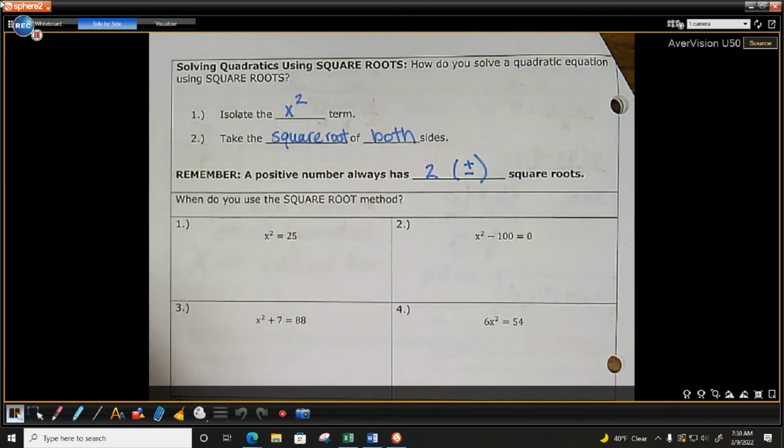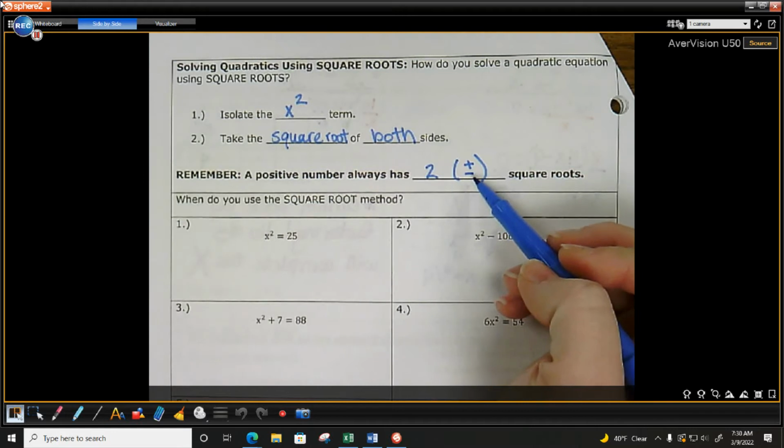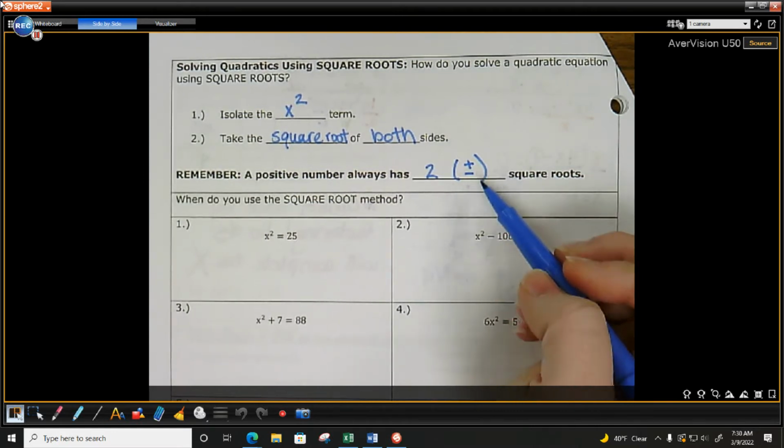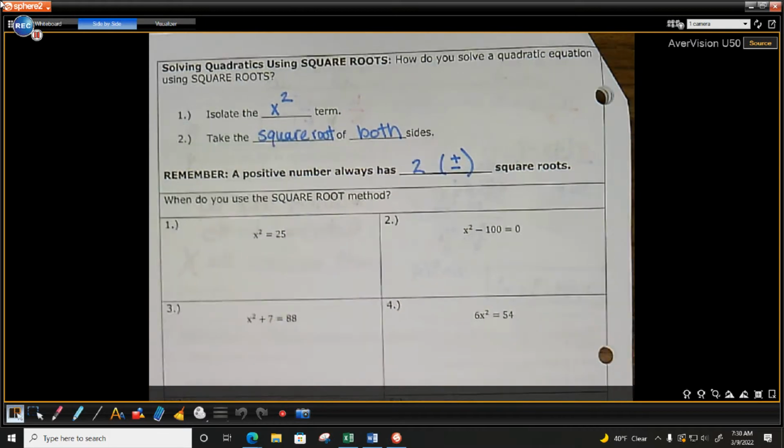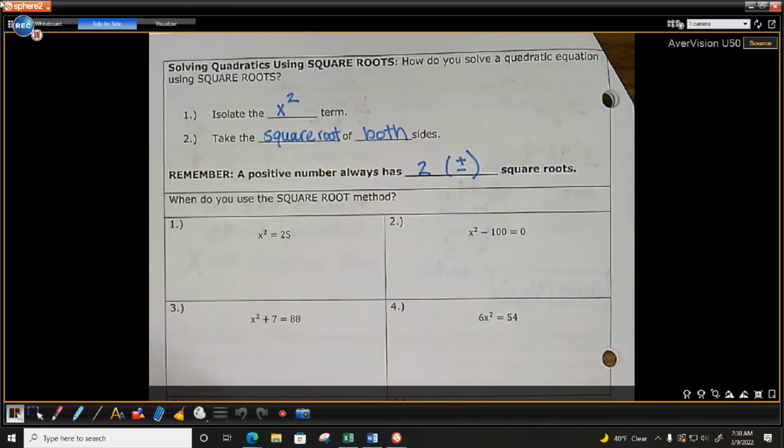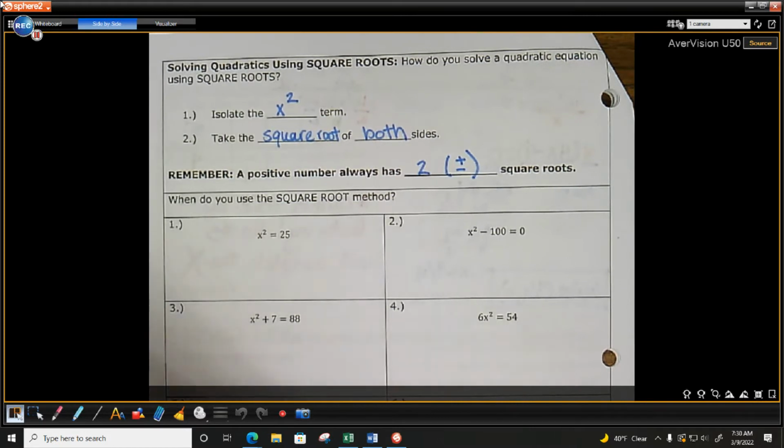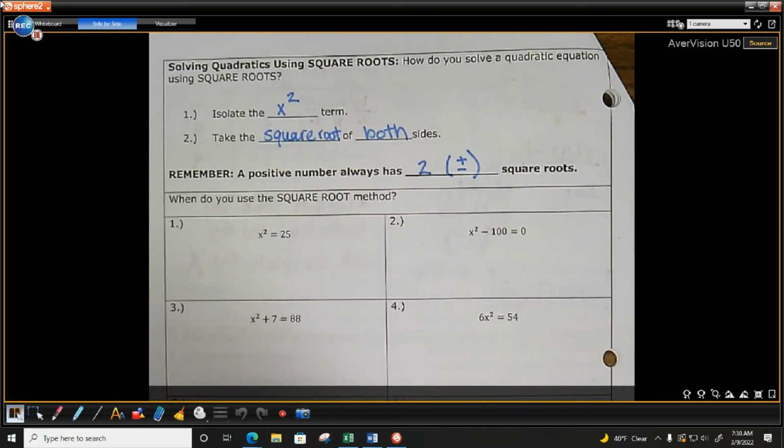So that's why whenever we take the square root, we're going to put this plus minus sign out in front. This means the positive number and the negative number. So anytime you see a plus minus, that's talking about two different numbers. Okay? It's just a shorthand way of writing. You could write 2 and negative 2, but plus minus 2 is just shorter.